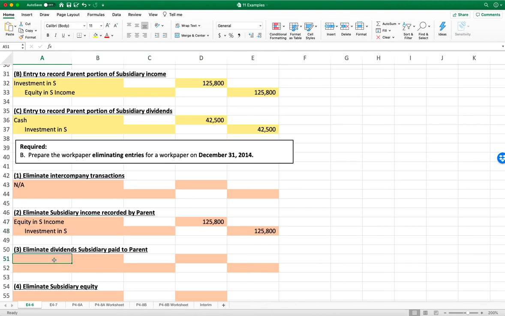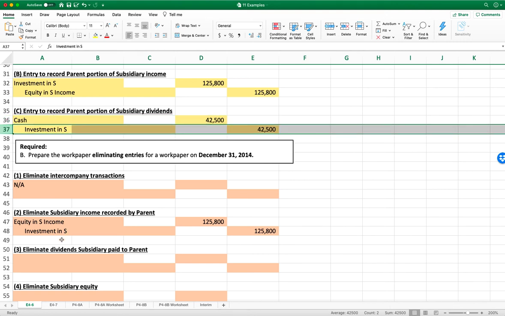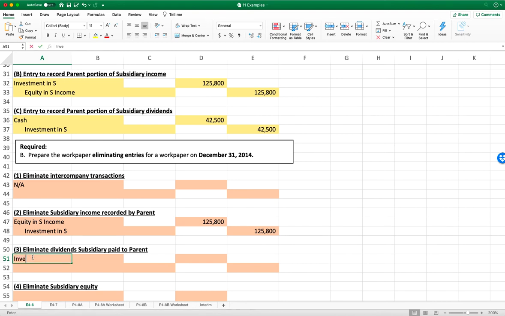Okay, for step number 3, we need to eliminate any dividends that the subsidiary paid to the parent. In this case, we don't need to worry about the cash because that's the situation where we're taking cash out of one pocket and putting it in the other. Whether we add that cash to our consolidated balance sheet from the parent's general ledger or from the subsidiary's general ledger, it doesn't really matter. It's still our cash. We're not eliminating it. So we're going to leave that be, but we do need to get rid of this investment in S. So we're going to debit investment in S.